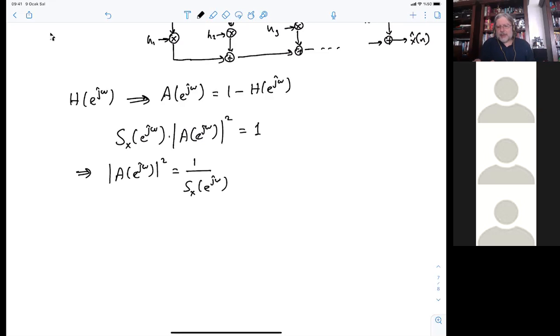But this is too abstract. This kind of an expression of trying to find an A, and then from that A, which is 1 minus H, trying to find h from there. This is too abstract, okay? But I want to show you from a different perspective how these can be attacked.